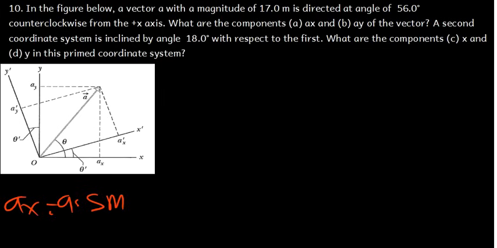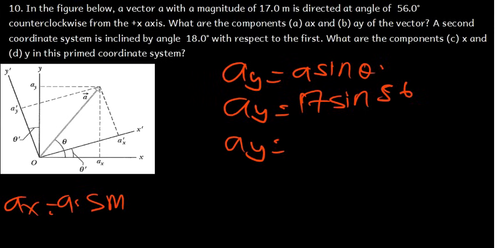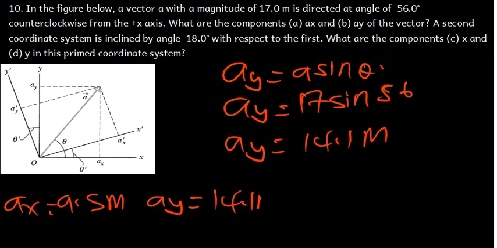The y component in this case, Ay, is going to be A sine theta. What is our A? Our A is 17. We have sine 56. So what is 17 sine 56? This is giving me 14.09, which is the same as 14.1 meters. So in this case, our y component is 14.1 meters.